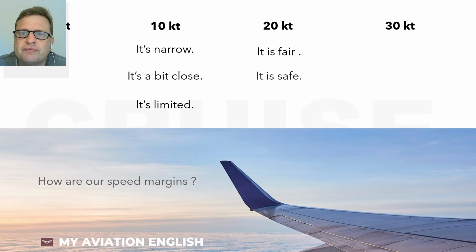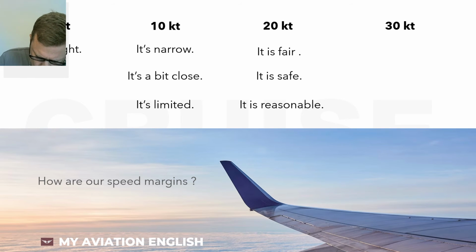It's fair. It's safe. It's reasonable. What's the right pronunciation? Reasonable. Okay. Tá razoável.